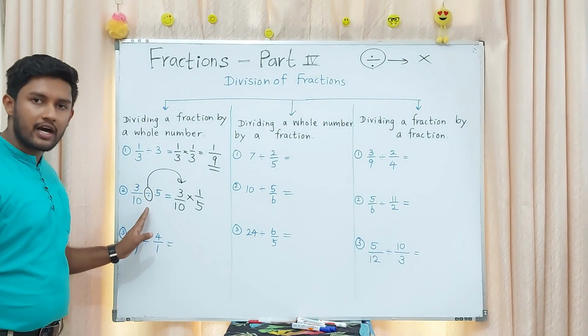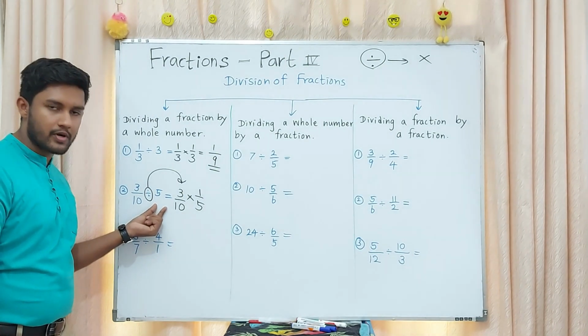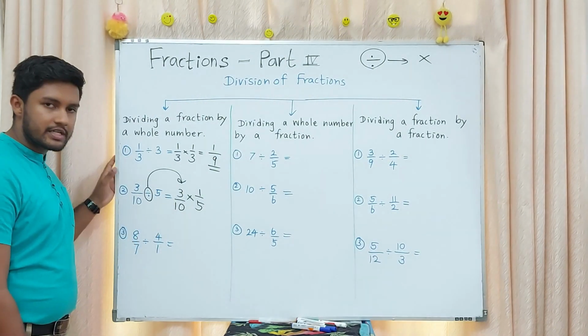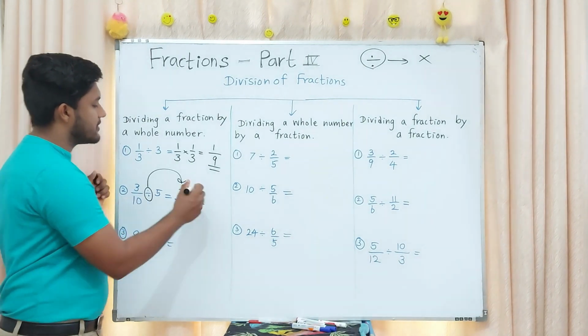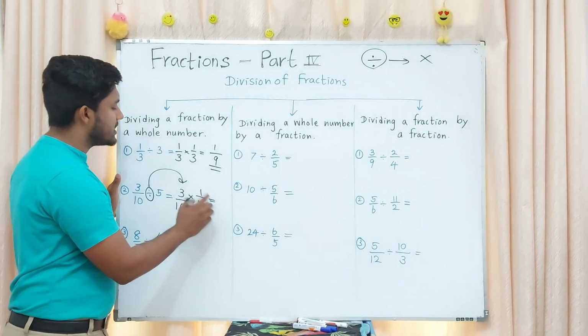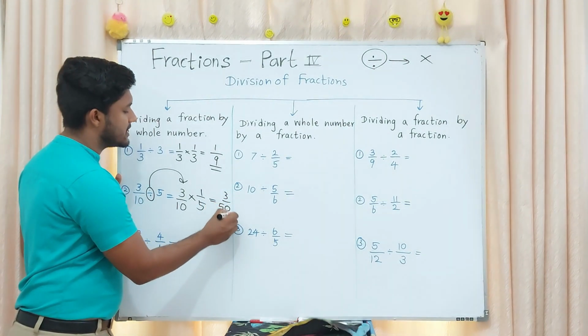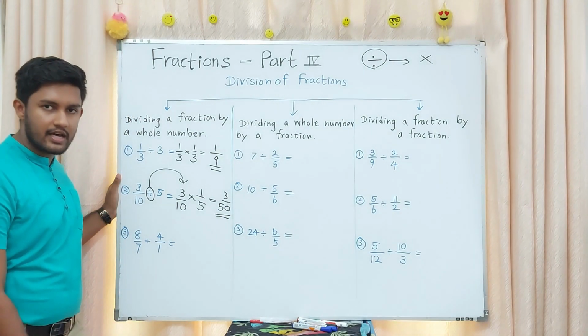The fraction after the division mark, we want to get the reciprocal. Then 3 over 10 multiplied by 1 over 5. We are familiar with multiplication. 3 into 1, 3. 10 into 5, 50. 3 over 50 is the answer.